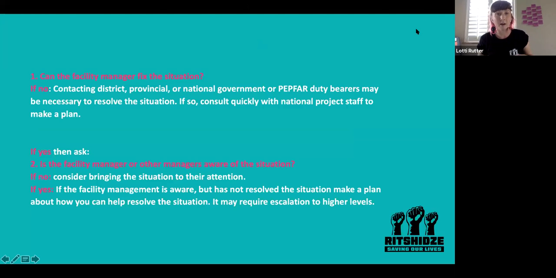So there are different things that we ask the monitors to ask when they're there. Can the facility manager fix that situation? If it's a no, then immediately we need to take that information to the next level in order to work out who actually has the power to resolve that situation. If the facility manager has the power to fix it, are they aware of that situation? If they're not aware of it, then let's take it to their attention and see if they are able to then fix it.